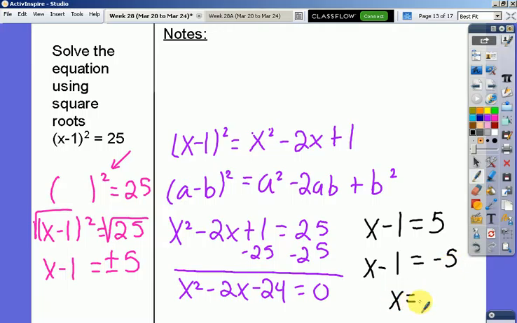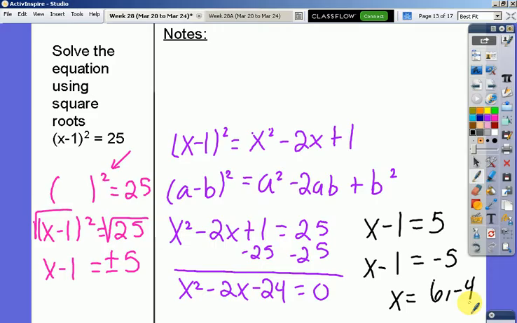So what are your two values of x? You add 1 on both sides, so you get 6. You add 1 and you get negative 4. So 6 and negative 4. Which makes sense. 6 minus 1 is 5. 5 squared is 25. Negative 4 minus 1 is negative 5. Negative 5 squared is 25. Does that make sense?